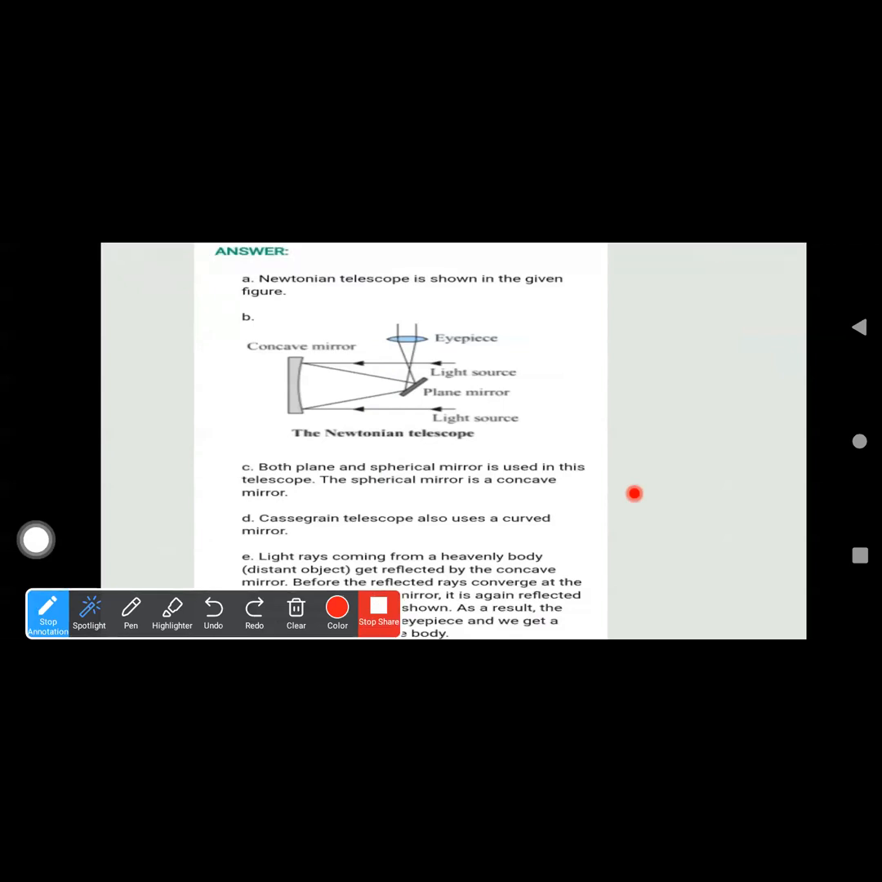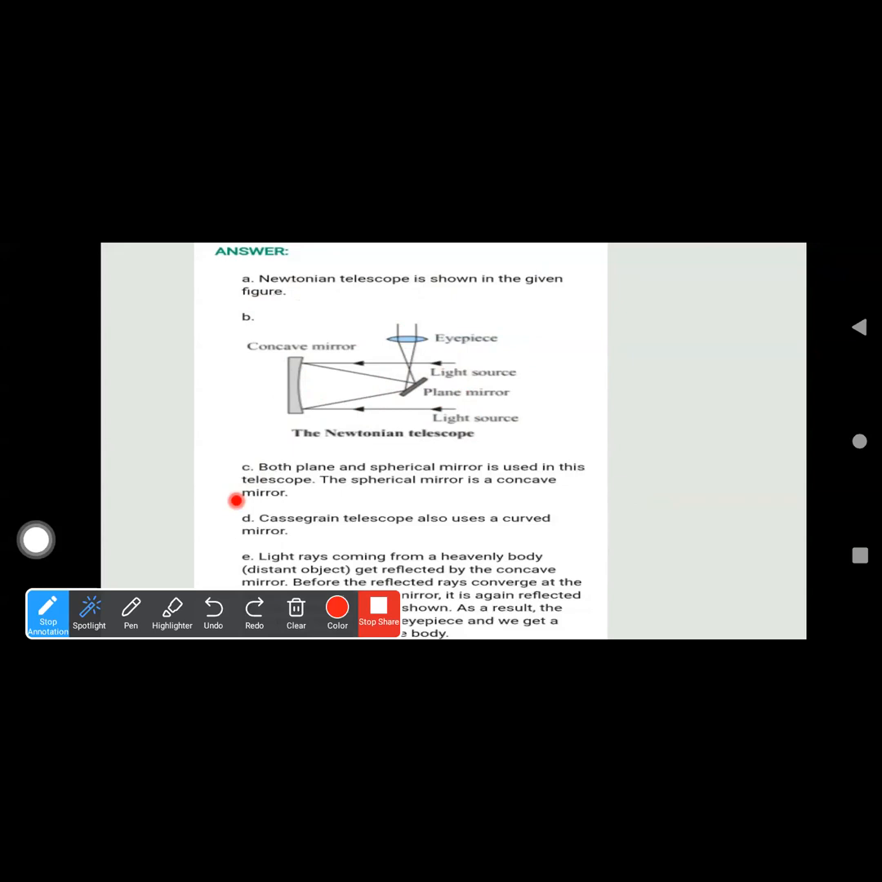See how to write the answer. So first answer is Newtonian telescope is shown in the given figure. Right? The figure which is given, what is that? It is a Newtonian telescope. Then the next question is label the main parts of the telescope. So you have to draw that diagram and you have to label it. It is concave mirror, this is plane mirror, then the light source and the eyepiece. So that you have to show.